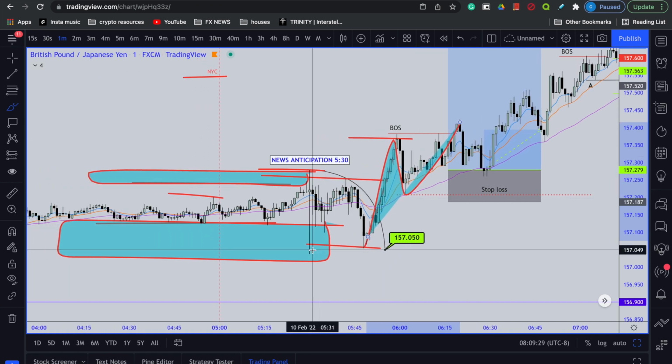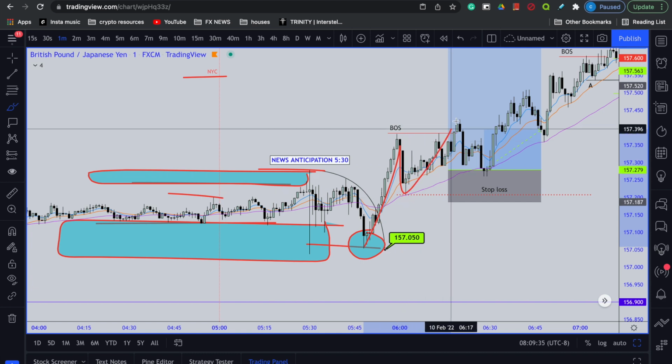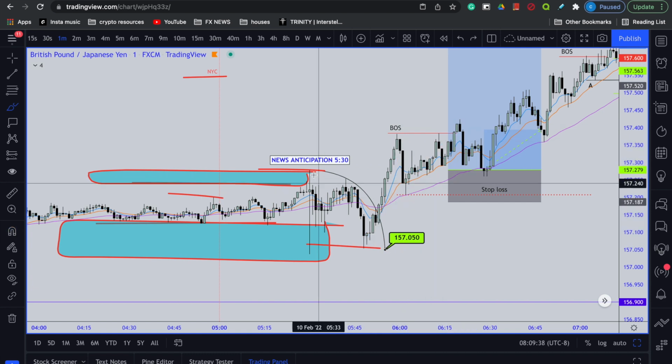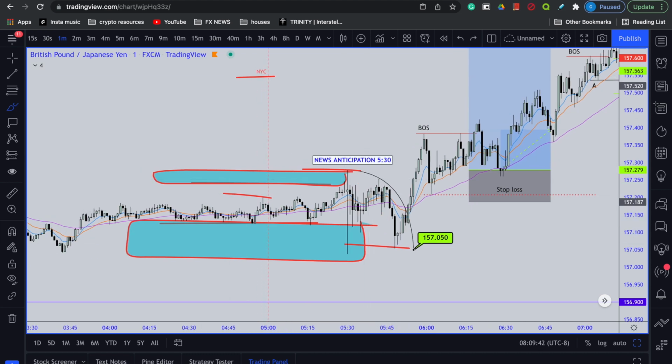This is exactly what I teach you guys. So now that we see this grab of liquidity, higher high, higher low, higher high formation, we know now that this was a false bearish dump based off of the news manipulation. Again, I've broken that down for you guys.